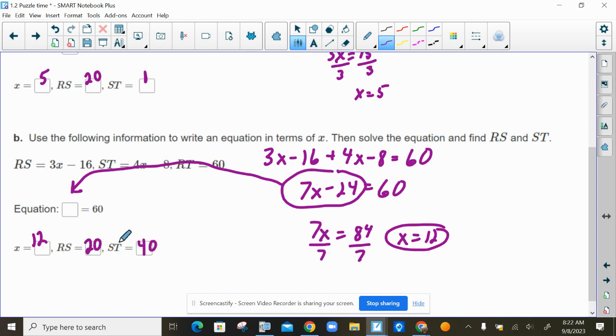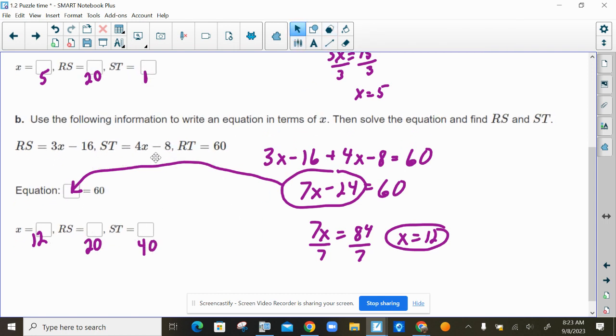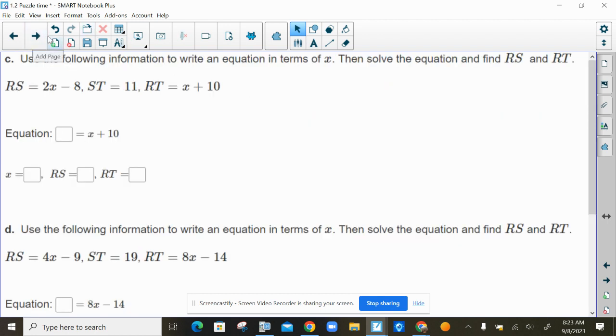Now, this has to be 40. I can kind of do that in my head because I know the total length is 60. Well, if that's taken up 20, that leaves 40 for the other. But you can also substitute in. So you can also plug in 4 times 12, which is going to be 48, minus 8. There's your 40.